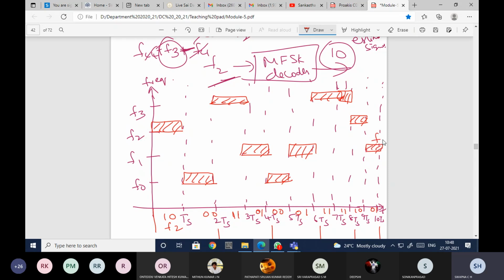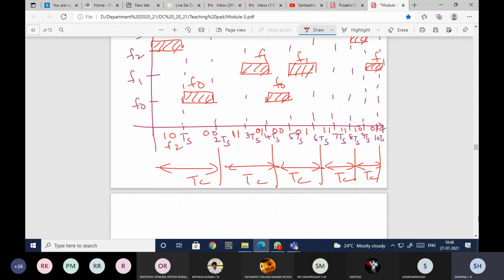So this corresponds to F1, this corresponds to F2, this corresponds to F3, here also F3, here F1, F1, F0, F0, F2, F3. So this is what the frequency versus time plot for your received or dehopped signal. Okay, so this is all related to the slow frequency hop spread spectrum.